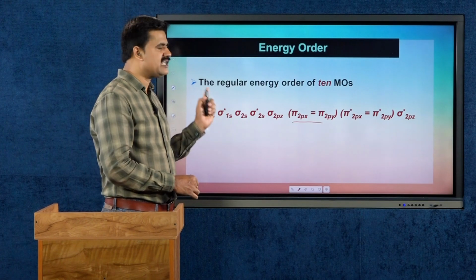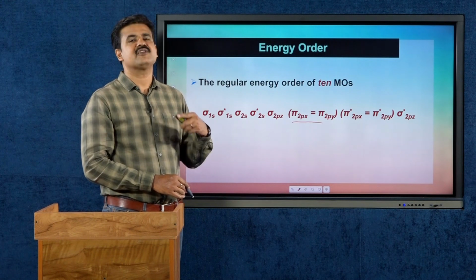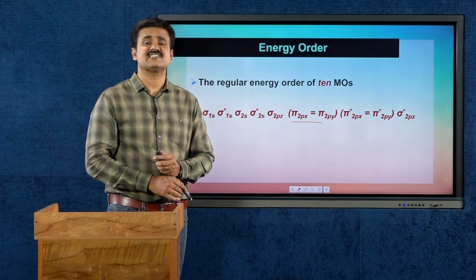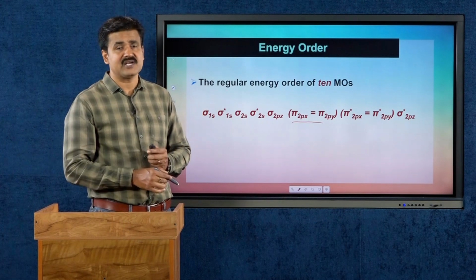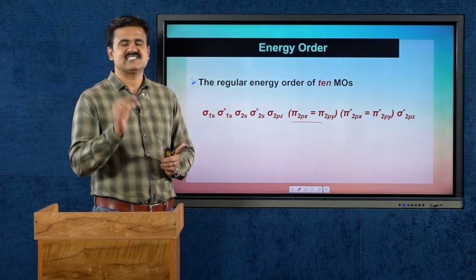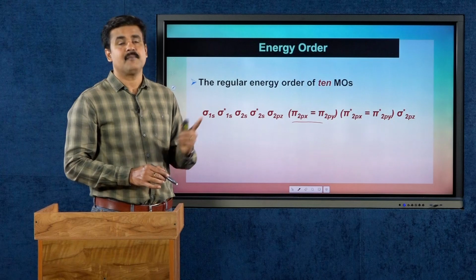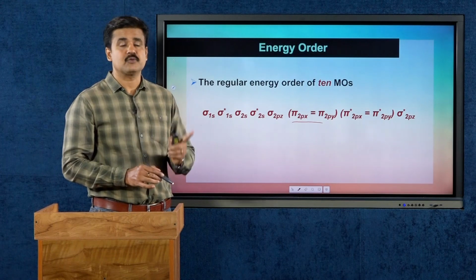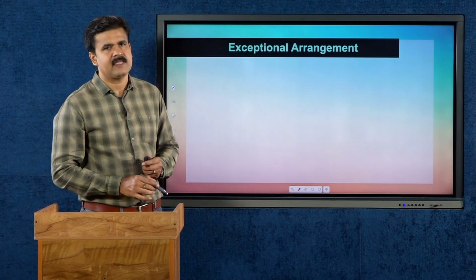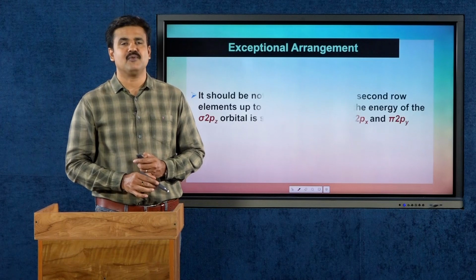This order is very important. You have to keep it in your mind whenever you are representing MO configurations, and by using that MO configuration it is possible to calculate the bond order, which is a measure of the stability of the system. So, keep this order, that is sigma 1s, sigma star 1s, sigma 2s, sigma star 2s, sigma 2pz, pi 2px equal to pi 2py, pi star 2px equal to pi star 2py, and sigma star 2pz. Now, we are discussing the exceptional arrangement in the MO diagram.